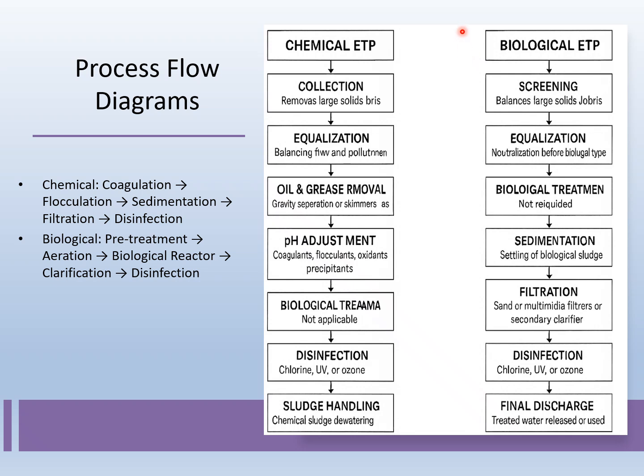Then we continue to the biological ETP. Biological treatment is not required for the chemical ETP, but it is required for the biological one. Next, sedimentation settles the biological sludge. Filtration uses a multimedia filter or secondary clarifier. Disinfection: chlorine, UV, and ozone. And final discharge: treated water is discharged or reused. So the processes are almost similar, but they have some differences.